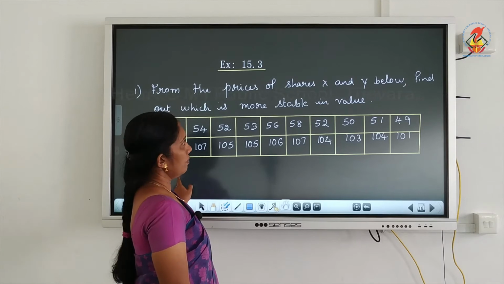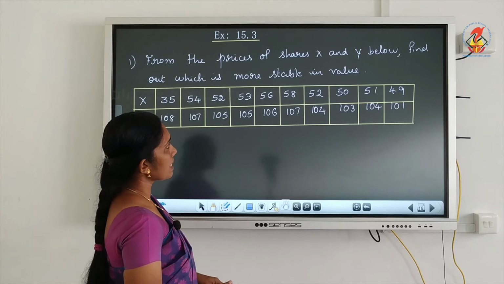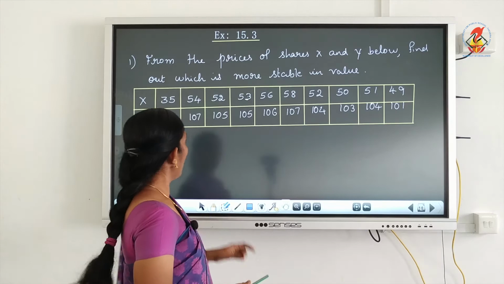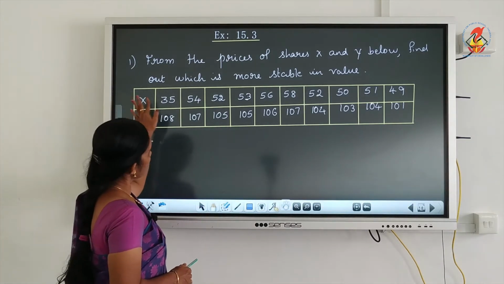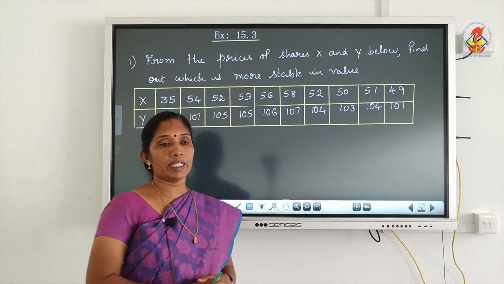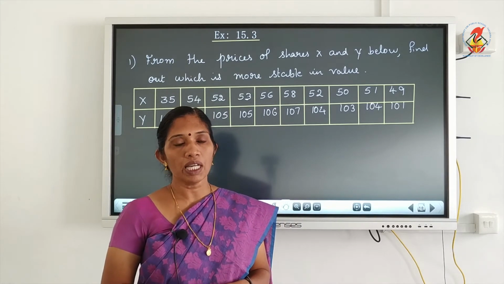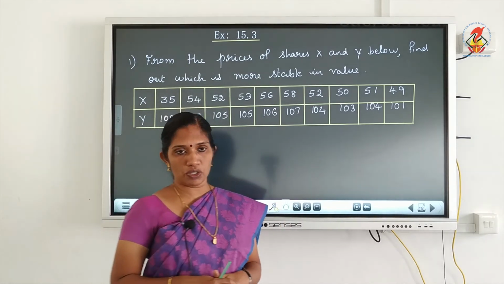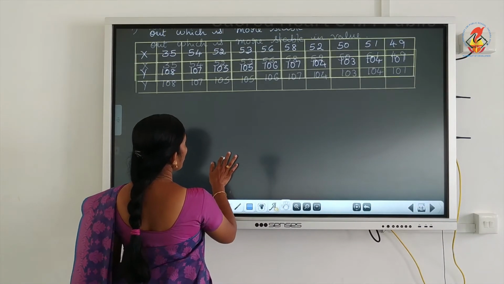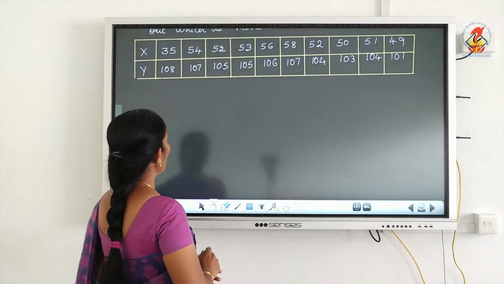Exercise 15.3. From the prices of shares X and Y below, find out which is more stable in value. So X values are given, Y values are given. It is ungrouped data, frequency is not given. X and Y you have to take separately, and for each one find the coefficient of variation. So first I am taking this X. This is ungrouped data, so keep that in mind and use the appropriate formula.